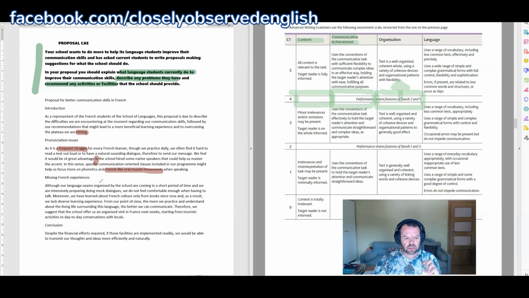Okay, although our language exams organized by the school are coming up in a short period of time. So in a short period of time, that's like 6 words. You could say soon, is 1 word. And we are intensively preparing by doing mock exams. Oh, mock dialogues, I suppose. Dialogues, that's good. We do not feel comfortable enough when having to talk. I like that. I really do.